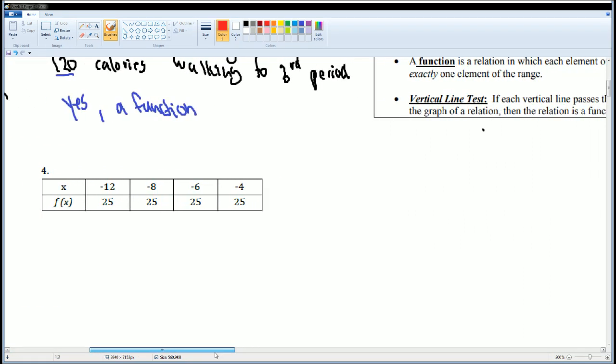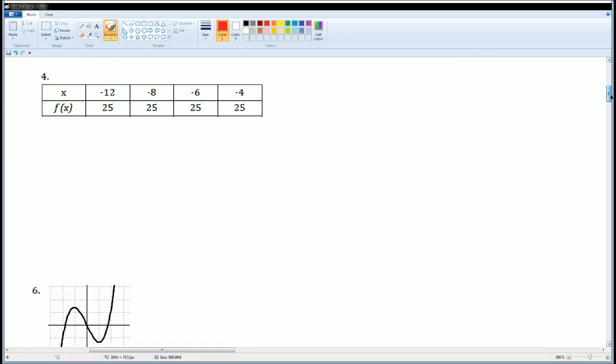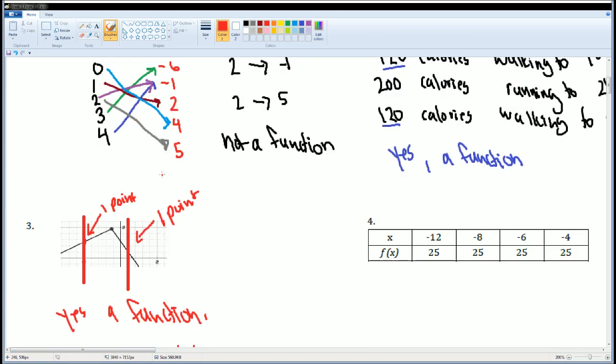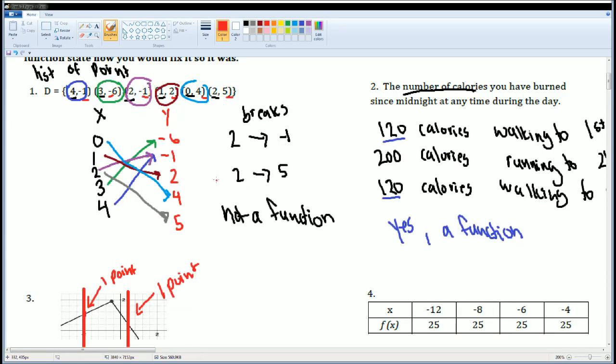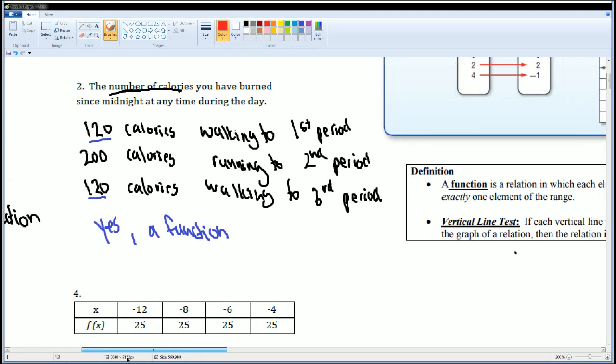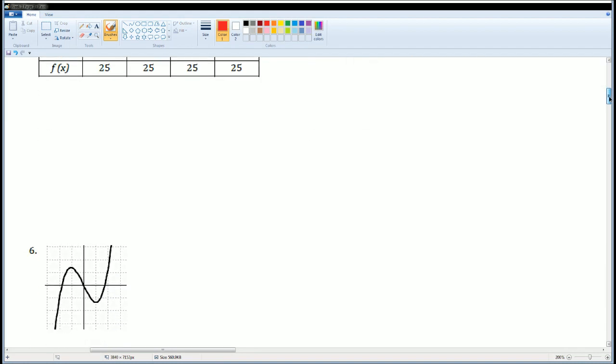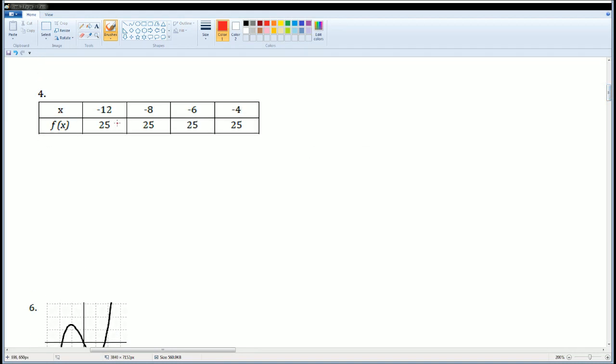And let's do 4. An easy way of doing this is that you can just look at your x values. So notice here that the x value of 2 happened twice, all right? So we can take a look at this, and let's just write our x's here: -12, -8, -6, and -4. Did any of these repeat? No. Okay, so this is a function.